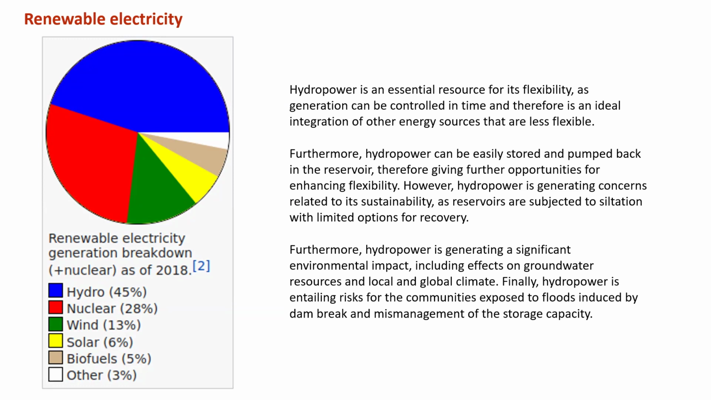Anyway, nuclear is 28%, it's significant. If we consider nuclear as a renewable, it's a significant percentage. It's comparable to hydroelectricity, it's a bit lower, but not much lower. And keep in mind that the progress of nuclear energy production has been slowed down recently. Wind is 13%. Solar energy is 6%, biofuels is 5%, other is 3%.